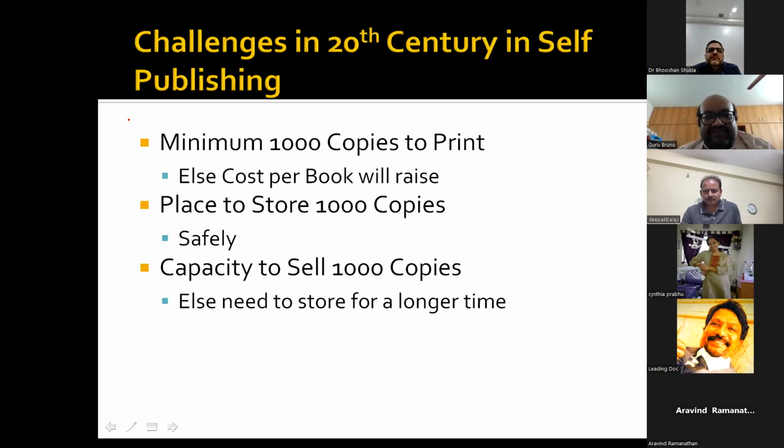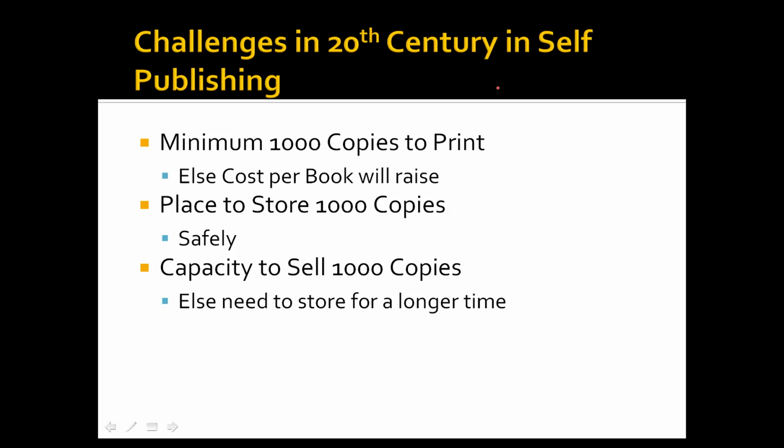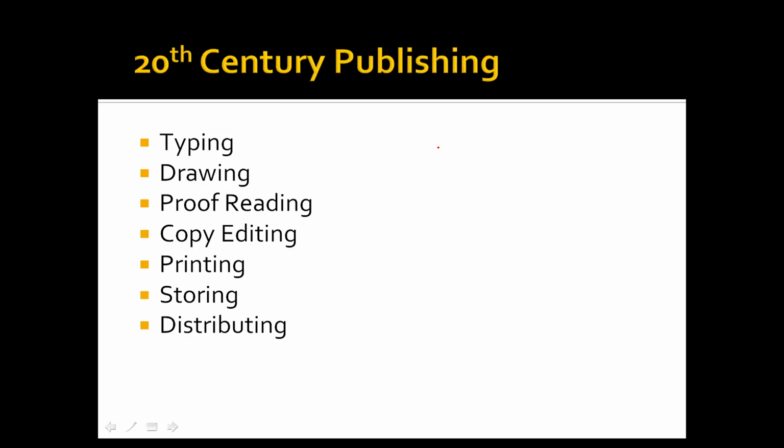Now, because of new technologies, we have solved most of the problems. Before that, we will see what the challenges in the earlier publishing were. I told you, you have to print 1,000 or 1,200 copies, else the cost per book will be very huge. And you need a place to store 1,000 copies safely, and the capacity to sell 1,000 copies. If you cannot sell immediately, you have to store them for a longer time.